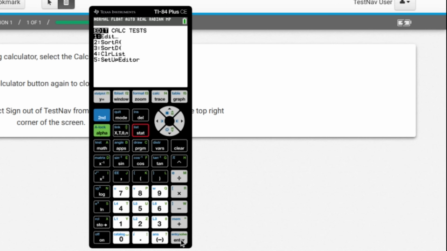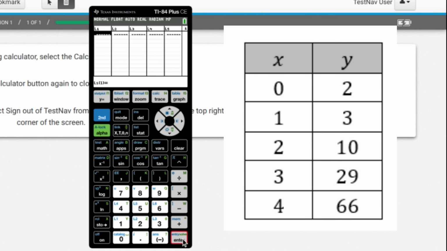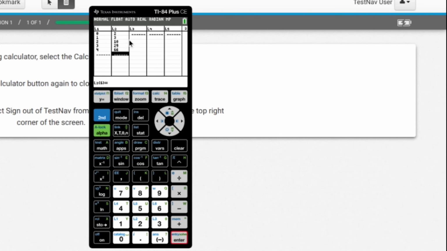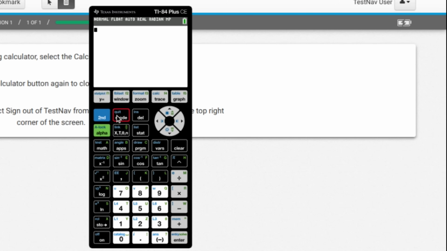Hit stat, hit edit like we did last time, and type your values in. Okay, 0, 1, 2, 3, 4. And I can get away with using a keyboard because I don't have to worry about negatives. 2, enter. 3, enter. 10, enter. 29, enter, and 66, enter. So the numbers change, and they change a lot. We know this is cubic. Don't have to worry about finding rates of change of rates of change of rates of change. We're just going to quit out of this by hitting second mode.